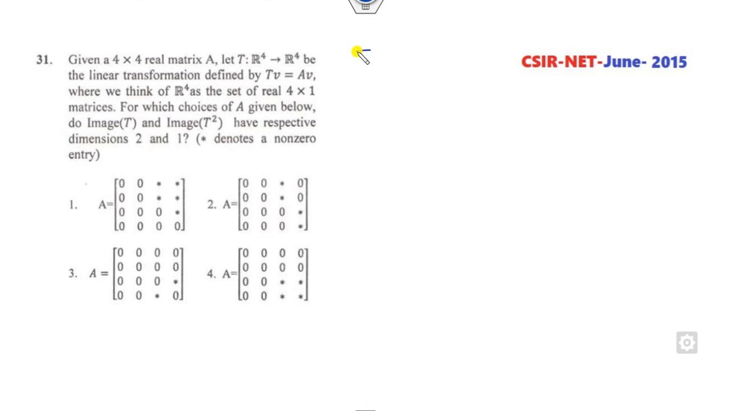Okay, T is the mapping from R4 to R4 defined by T of V is AV. For which choices of the A given is the image of T and the image of T square have the values 2 and 1?